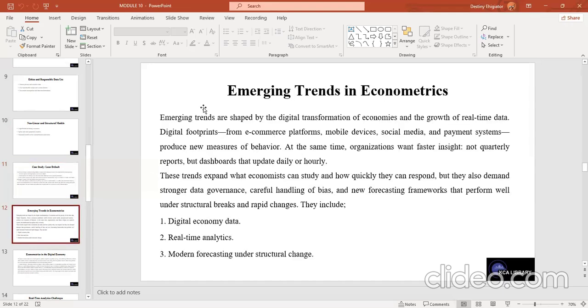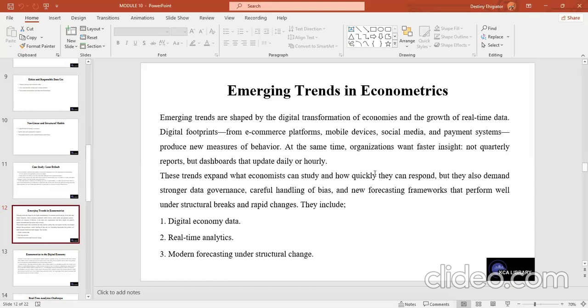Let's look at some of the emerging trends in economics. Emerging trends are shaped by the digital transformation of economics and the growth of real-time data. Digital footprints from e-commerce platforms, mobile devices, social media, and payment systems produce new measures of behavior. At the same time, organizations want faster insights, not quarterly reports, but dashboards that update daily or hourly. These trends expand what economists can study and how quickly they can respond.